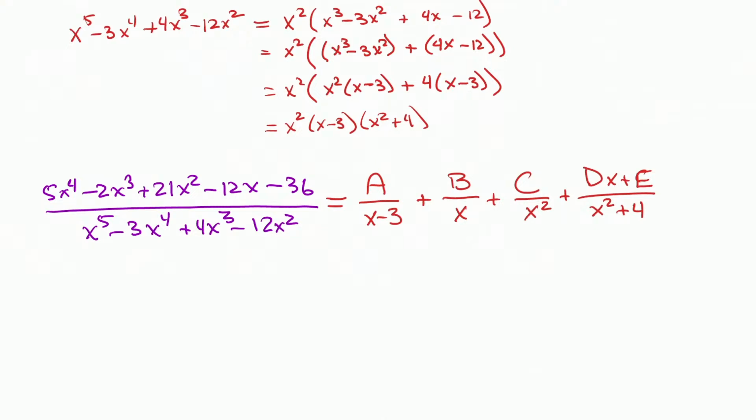That's it. So that's what this looks like once all is said and done. Just to recap, single linear factor, you know what to do with. Double and triple and quadruple linear factors, which is what this is, you do as many fractions as you have multiplicity for that factor. Quadratic factors that can't be further factored, you're going to write as a linear term over that.